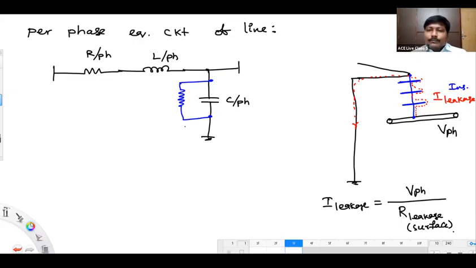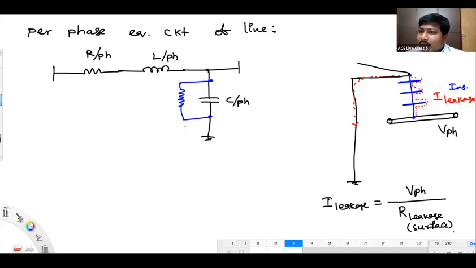Next, listen. I'm talking about a very simple network analysis point. What will a series element cause in the circuit? A series element will cause a voltage drop. A shunt element will cause a current drop. Series element causes voltage drop, shunt element causes current drop.